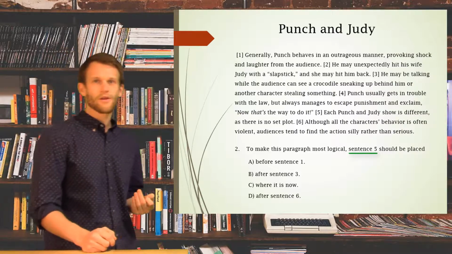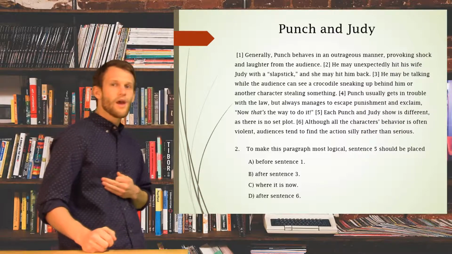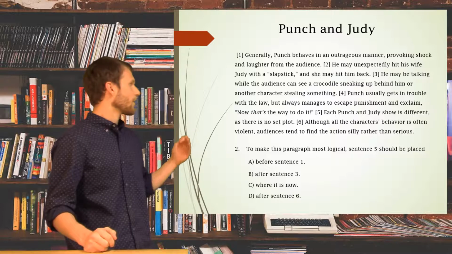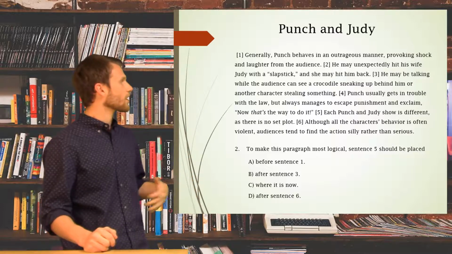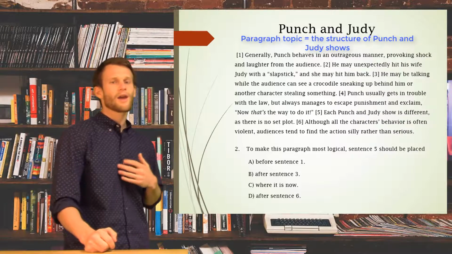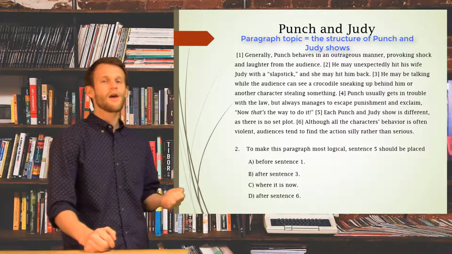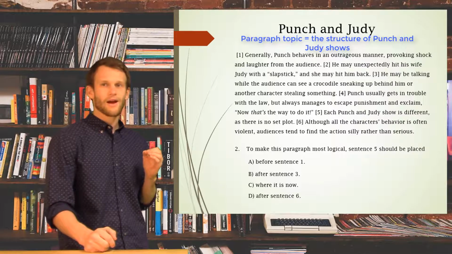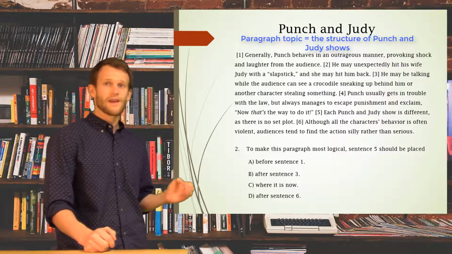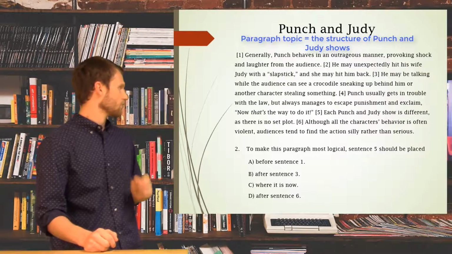So what we want to do is first make sure we understand what this paragraph as a whole is talking about. Now, when we read through this passage, we realize that it's really just talking about the structure of these Punch and Judy shows. It's telling us some common features or what Punch does in most of the shows. So what we need to do now is decide where we can say each Punch and Judy show is different as there is no set plot.